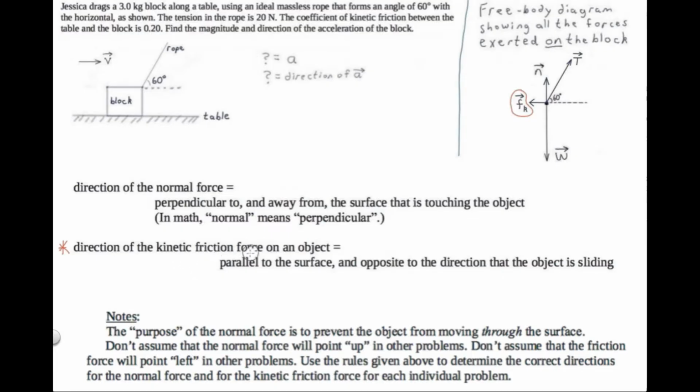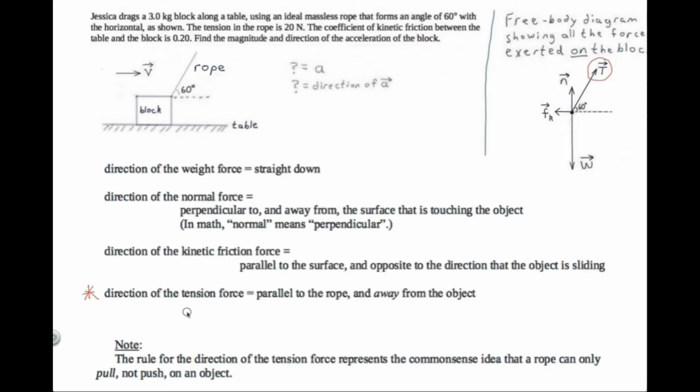The kinetic friction force exerted by a surface on an object points parallel to the surface and opposite to the direction that the object is sliding. The kinetic friction force exerted by the table will be parallel to the table. The block is sliding to the right, so the kinetic friction force points to the left. Friction opposes sliding. Here's the rule for determining the direction of the tension force.